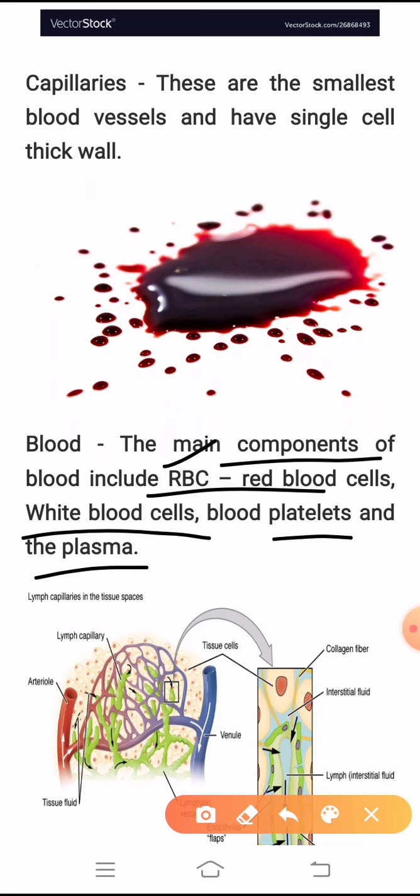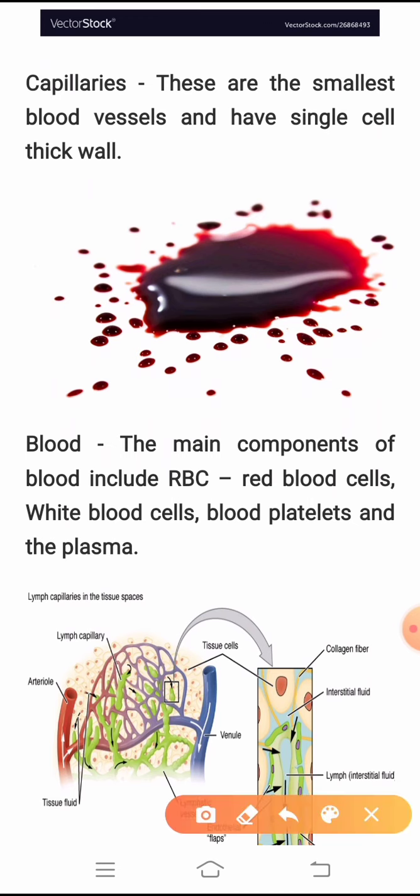Then what is this RBC? RBCs are the red blood cells. Why are the blood cells red? Because they are rich in hemoglobin. What is hemoglobin? I told you in the respiration part. It is considered a respiratory pigment. So the blood cell which is rich in hemoglobin is the red blood cell.